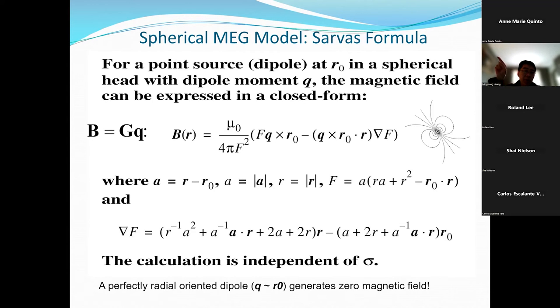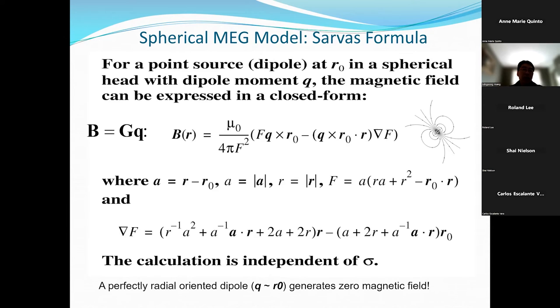That's the consequence, the second conclusion from the Sarvas formula. Basically, a radially oriented neural current in a perfect spherical MEG model produces zero MEG signal. Of course, the head is not a perfect sphere, right? But still, MEG is insensitive to neural current flow in the radial orientation. MEG is very sensitive to the tangential orientation of the neural current. Like if you're using spherical coordinates, you have rho, theta and phi. Rho is the radial orientation, theta is the elevation angle, and phi is the azimuth angle.